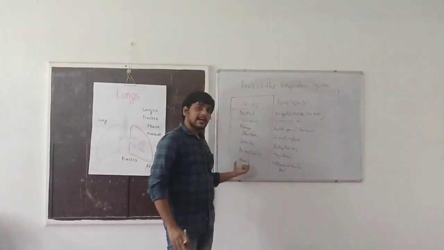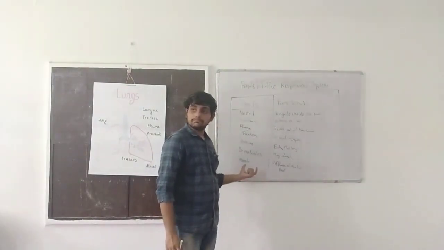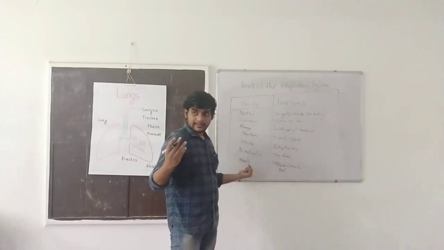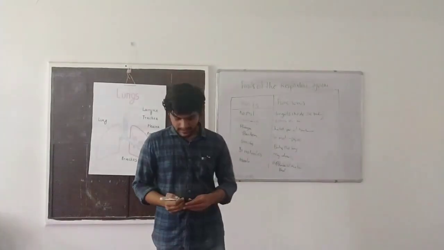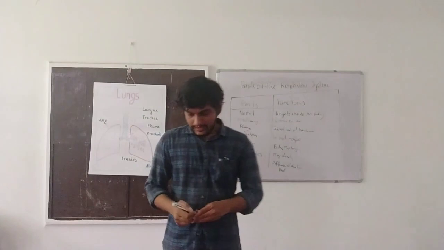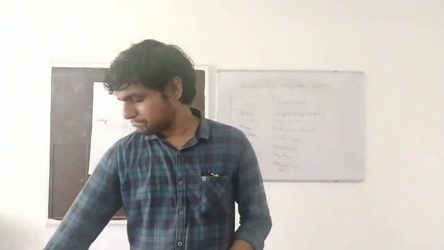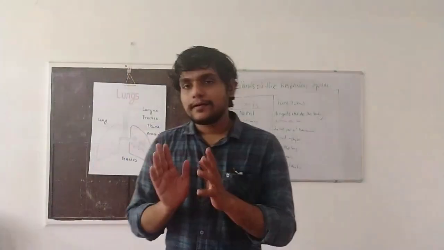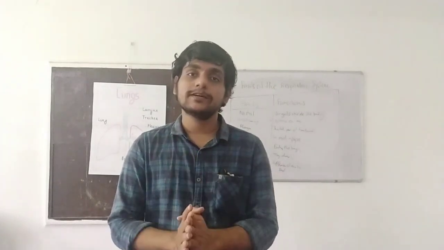So, do you know how many alveoli are present in the body? 100 million? No. 200 million? No. It's actually 300 million alveoli are present in the body. So, with this, I hope that you understood the chapter.